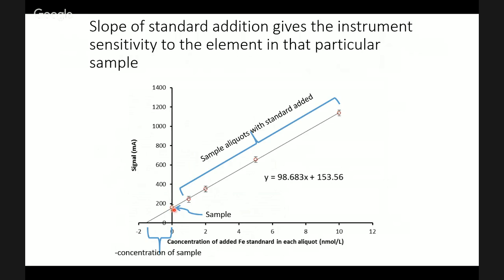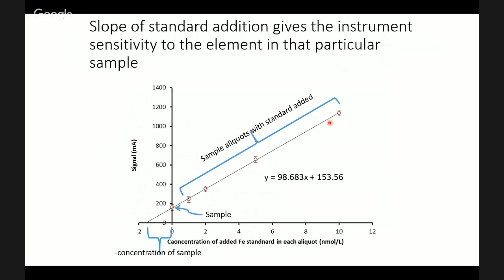We don't know how much of that is due to signal suppression because of there being other elements in that sample. But for these other ones, these should give higher signals because we've added a known amount of the element we're interested in, in this case maybe iron, to that sample. So we've added a little bit to this one, and a little bit to this one, a lot more to this one, and loads to this one.